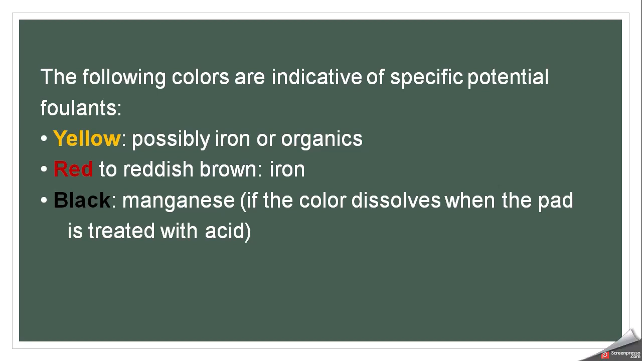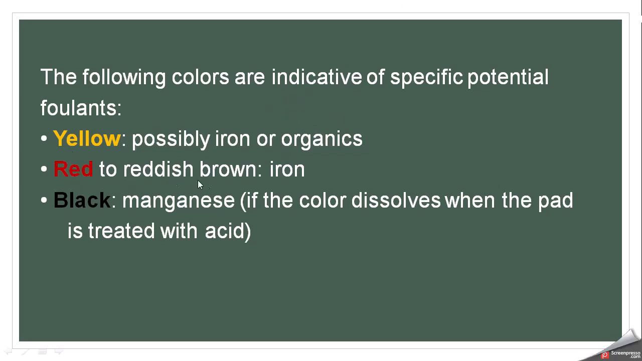And sometimes specific colors appear on the filter paper. If the color of the foulant is yellow, possibly iron or organic, this is the indication. So we can assume, or we can get some guidance from this color about what these colors are telling, not specifically, but to reach a nearby conclusion.